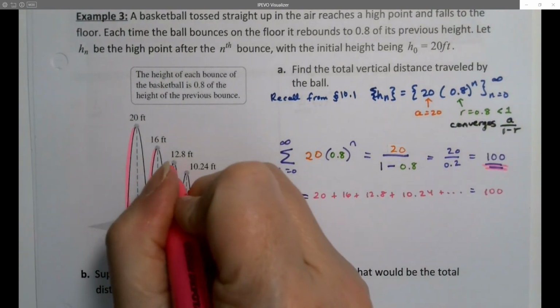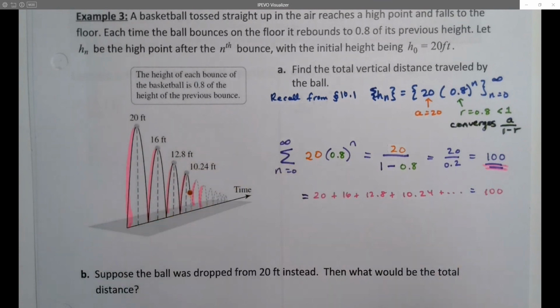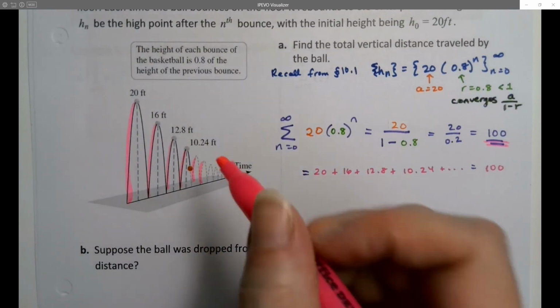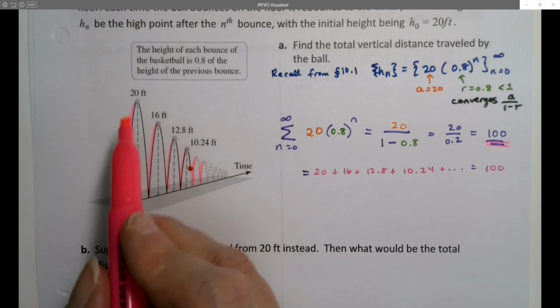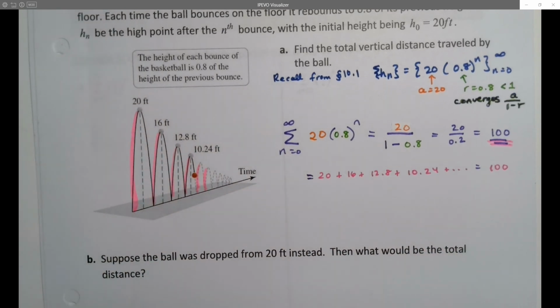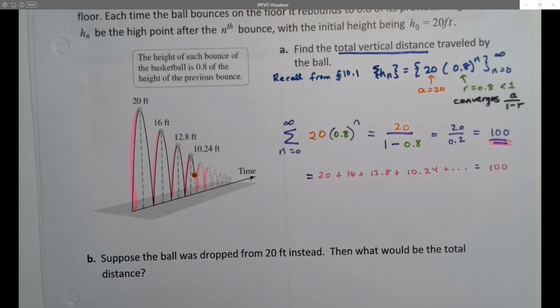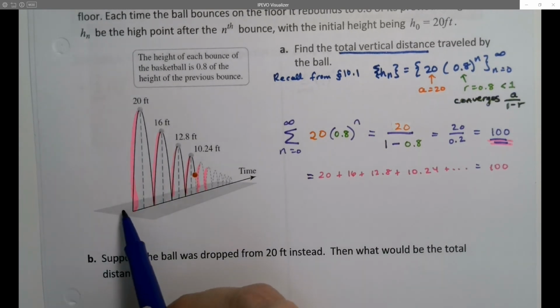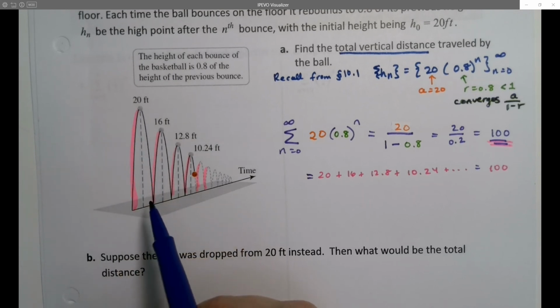But that's only half of it. That's only the going up parts, right? So if we just add the heights, we will get 100. But that's not the question that they're asking. It says find the total vertical distance traveled. Well, that's not 100, because vertical distance traveled would be going up, but also coming back down, right?